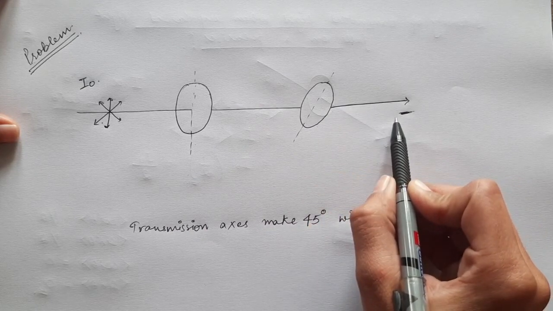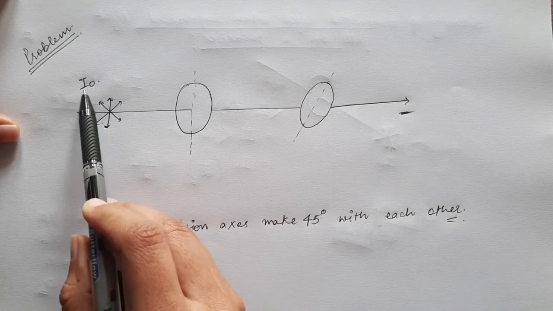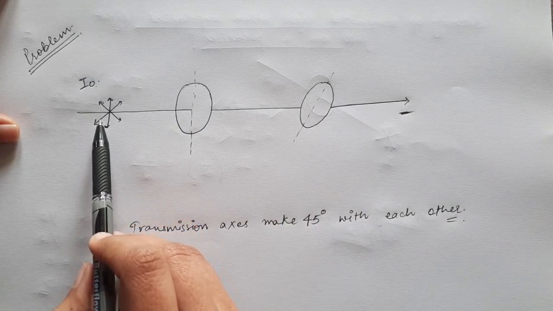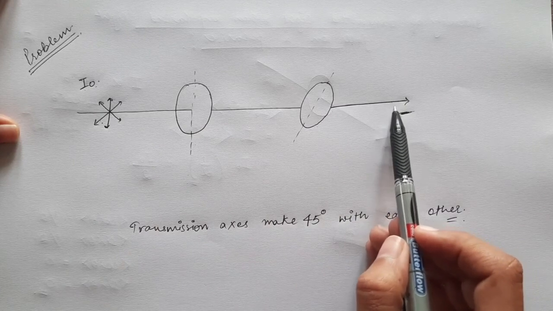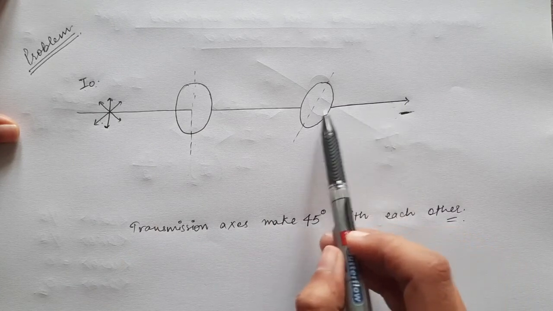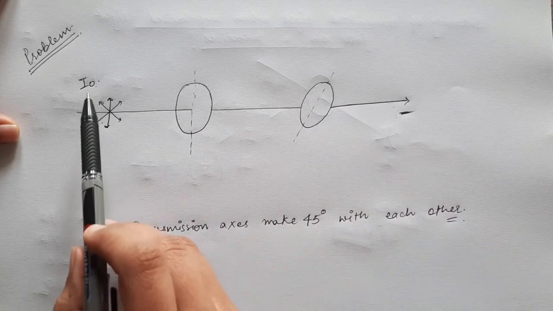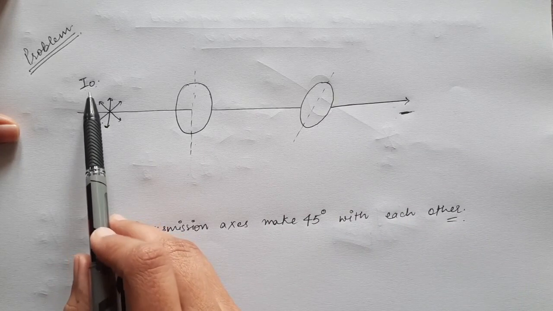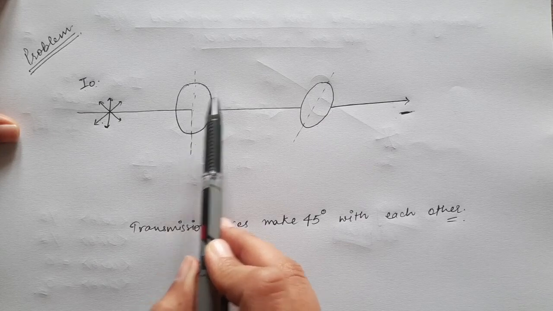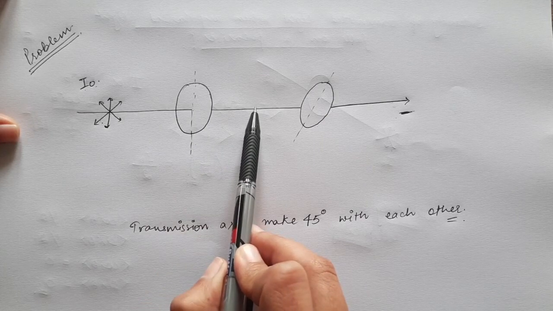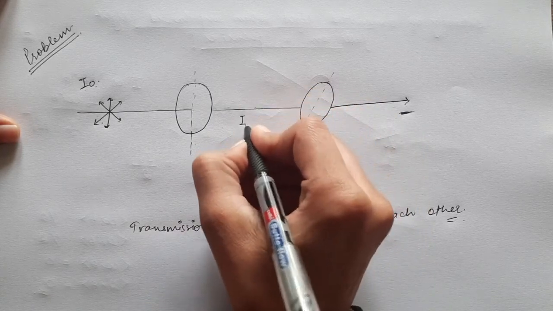So what will be its intensity? We are given that I0 is the intensity of the unpolarized light, and we have to find the intensity of the transmitted light after the second polarizer. We have already done that when unpolarized light falls on a polarizer, the intensity of the transmitted light will be equal to I0 divided by 2.